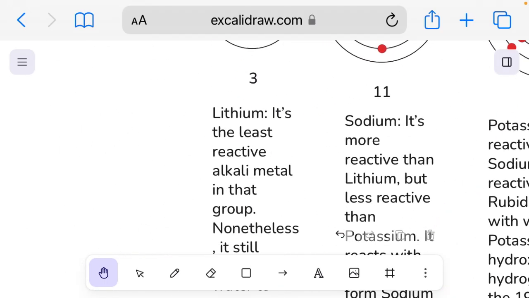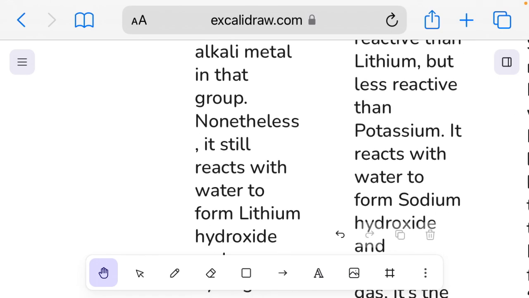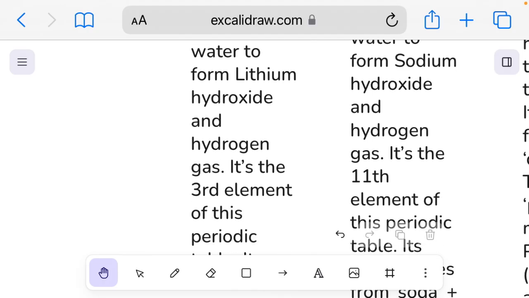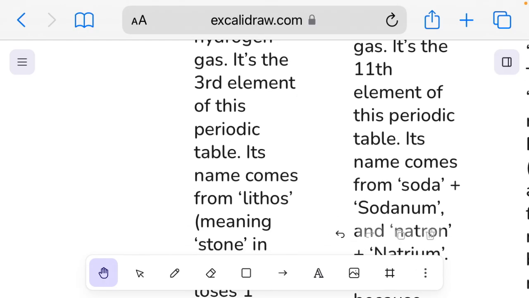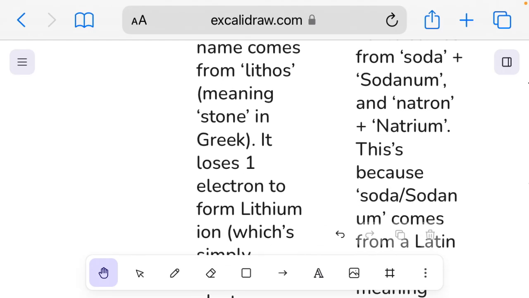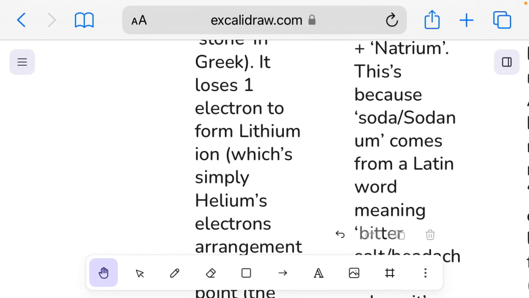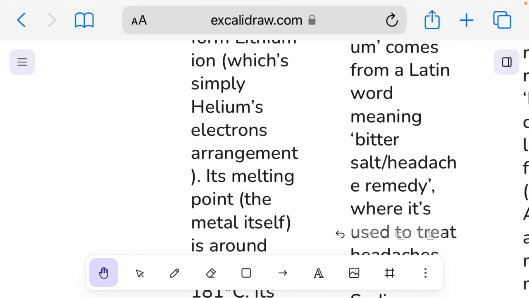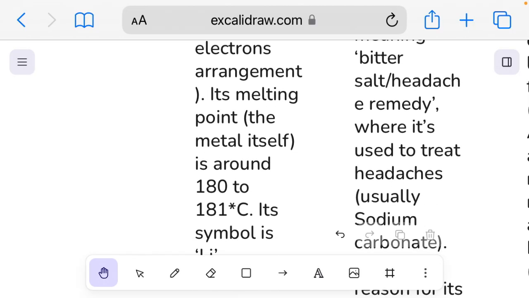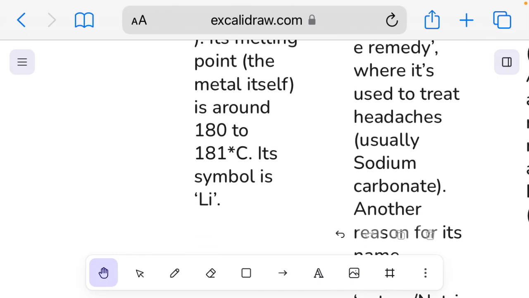Lithium. It's the least reactive alkali metal in that group. Nonetheless, it still reacts with water to form lithium hydroxide and hydrogen gas. It's the third element of the periodic table. Its name comes from lithos, meaning stone in Greek. It loses 1 electron to form a lithium ion, which simply has helium's electron arrangement. Its melting point, the metal itself, is around 180 to 181 degrees Celsius. Its symbol is Li.